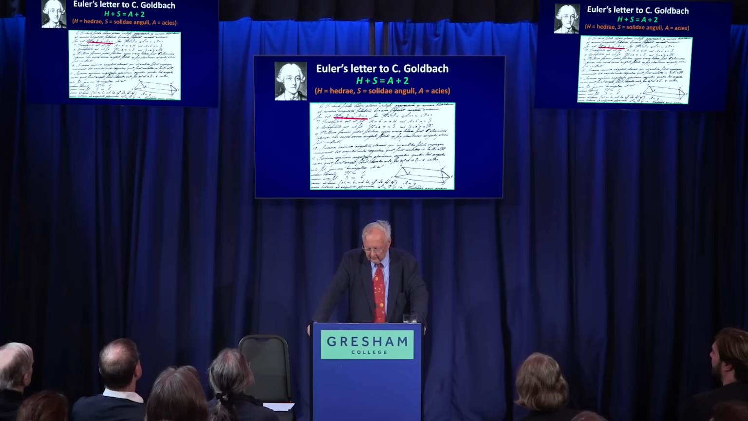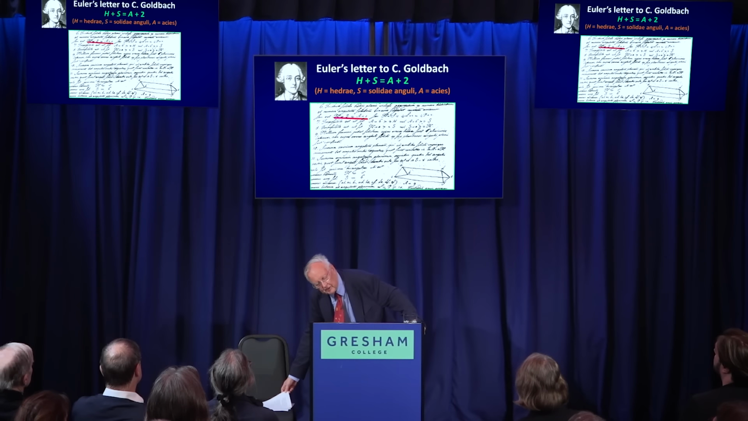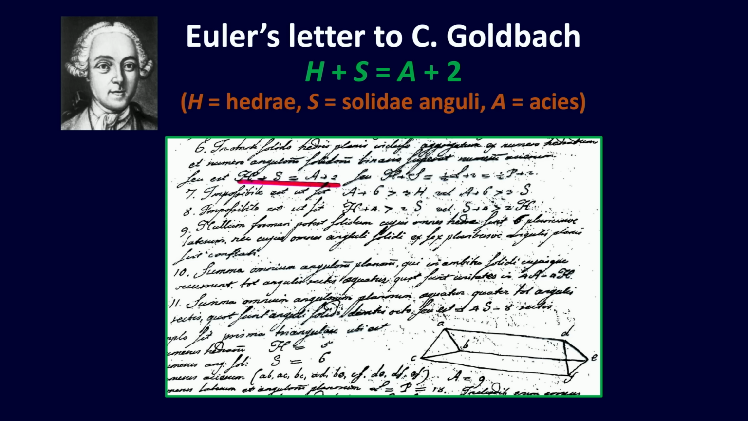Anyway, paragraph 6 presents the result as h plus s equals a plus 2, where h is the number of faces, hedrai, s is the number of solid angles, or vertices, and a is the number of edges, acies, a term that he himself introduced. Surprisingly, the Greeks and Kepler never talked about edges in their writings, as far as we can see. And below, Euler applied the result to a prism, but failed to present a correct general proof.